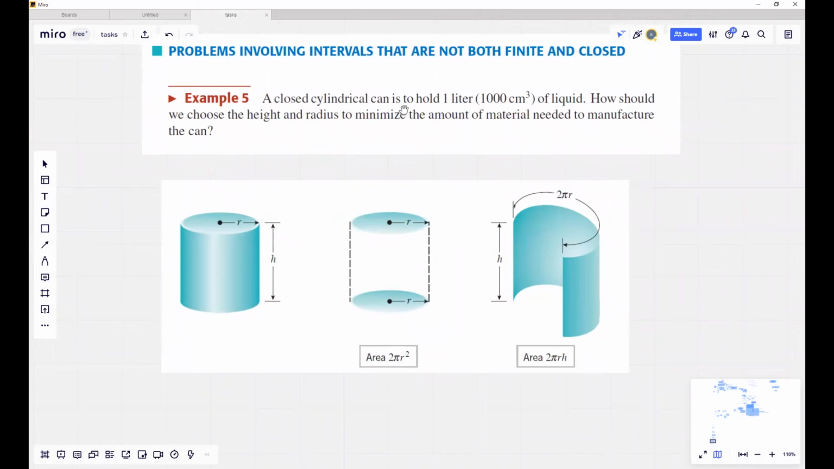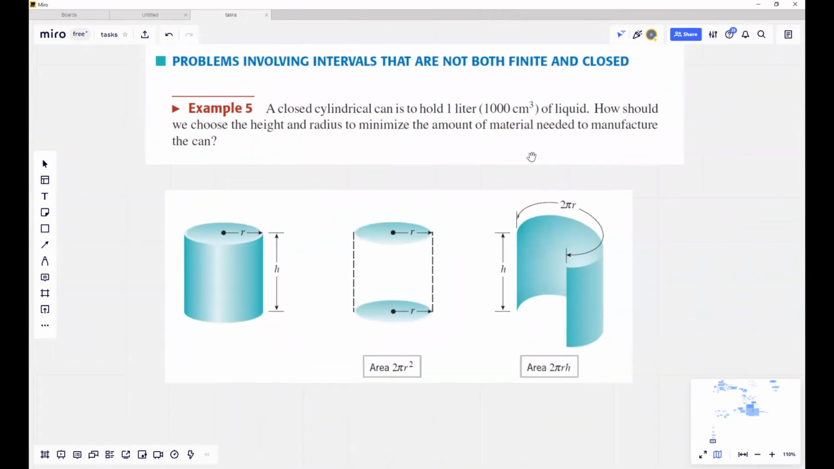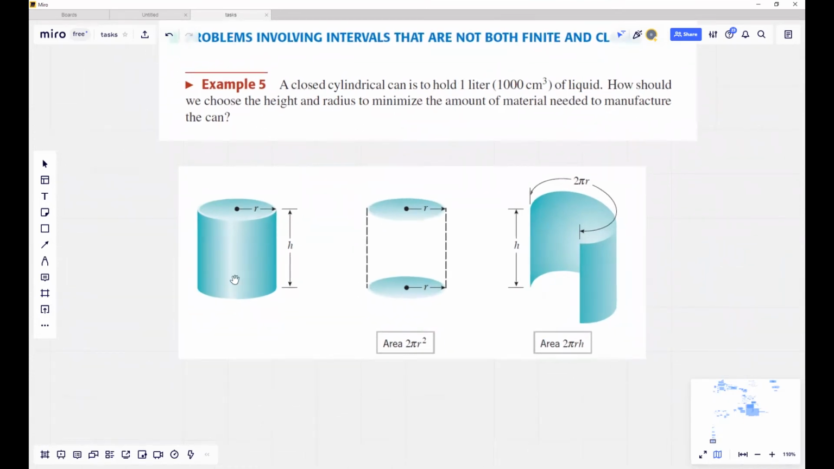A closed cylindrical can is to hold 1 liter, 1000 cubic centimeters, of liquid. How should we choose the height and radius to minimize the amount of material needed to manufacture the can? So we have a closed cylindrical can.